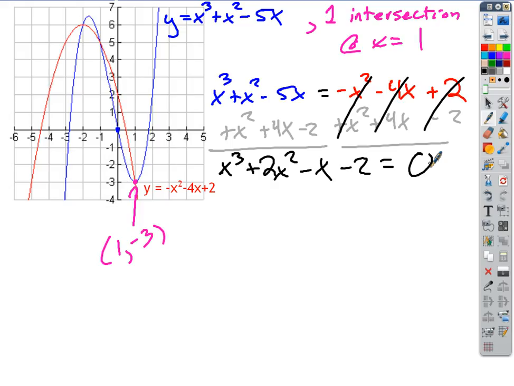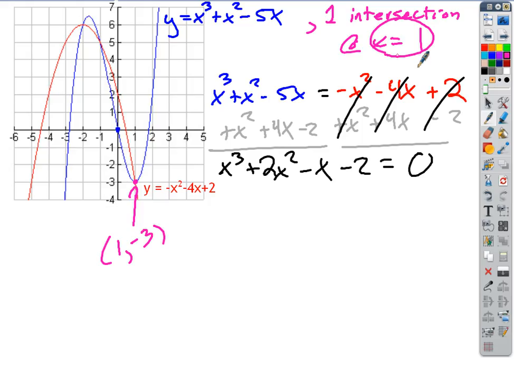Well, we actually could do this one. Anybody have a suggestion how we could solve that given nothing else? Factoring by grouping wouldn't work here. But we're given something better than that. We're told that x equals 1 is a solution. We're given one solution already, right?